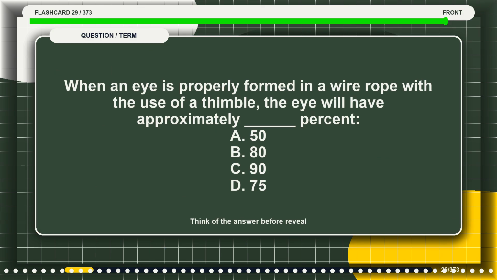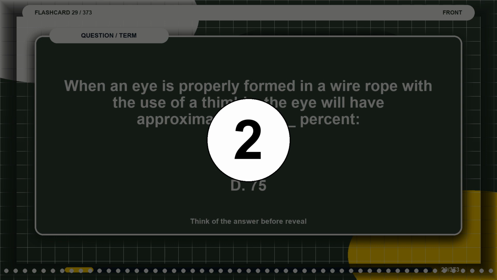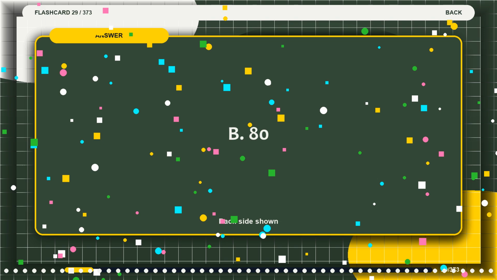Flashcard 29. When an eye is properly formed in a wire rope with the use of a thimble, the eye will have approximately blank percent. A. 50. B. 80. C. 90. D. 75. Think of the answer before the reveal. The answer is B. 80.